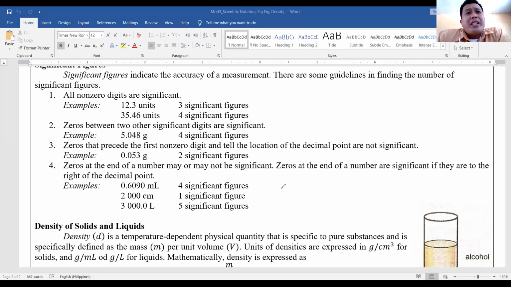But, sir, is 3,000.0 liters the same as 3,000 liters? Yes, they are just the same. But with respect to the number of significant digits, they don't have the same number. 3,000 has only one significant figure, while 3,000.0 has 5 significant figures. That's just the difference there.